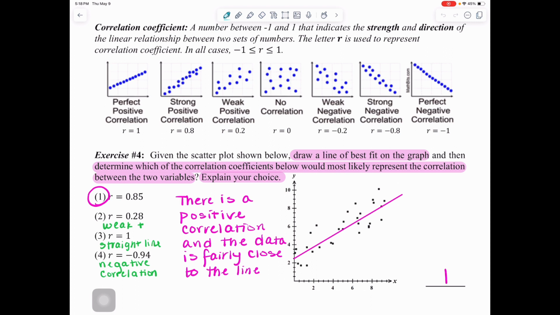And in choice 2, 0.28 would be very weak positive. So to me, we're more around a strong positive correlation, not a weak one. So option 1 is our best choice here. And my explanation is because there is a positive correlation, first of all, so it's got to be positive. And then the data is fairly close to the line. So that means that's the best correlation coefficient for this situation.